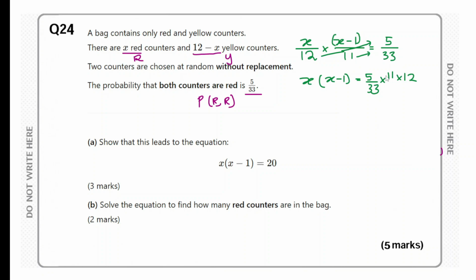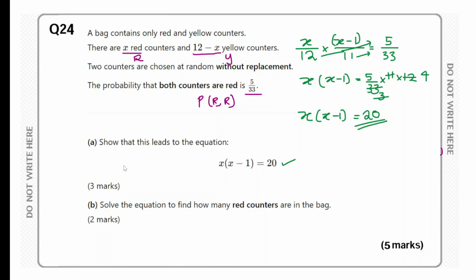12 divided by 3 is 4. And 5 times 4 gives 20. And x(x minus 1) is equal to 20. Done. That's exactly this one. Solve the equation to find how many red counters are in the bag.